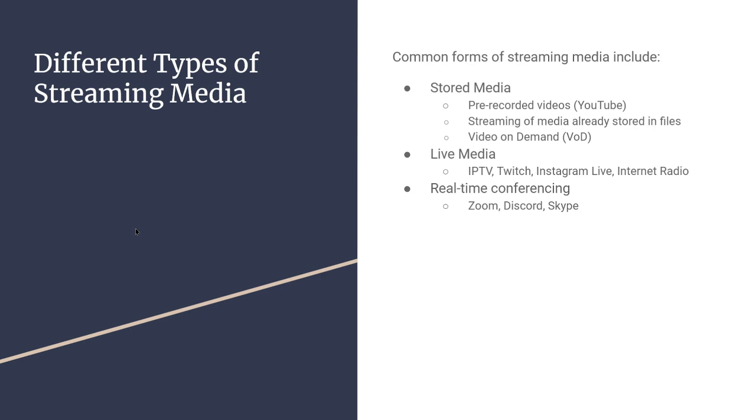There are different types of streaming media. Common forms of streaming media would include stored media. So this, for example, would be pre-recorded videos on YouTube. Streaming of the media is already stored in the files, and this is known as video on demand, or more commonly known as VOD.